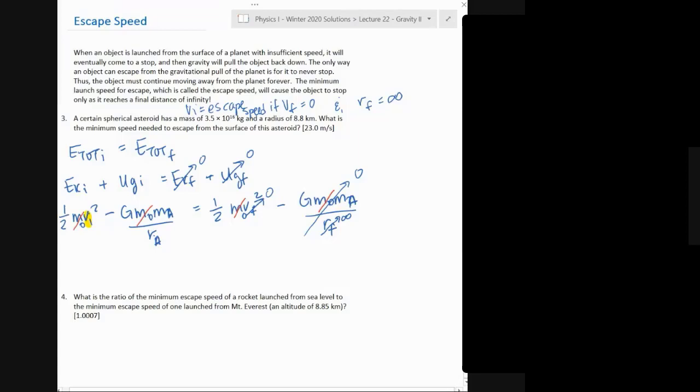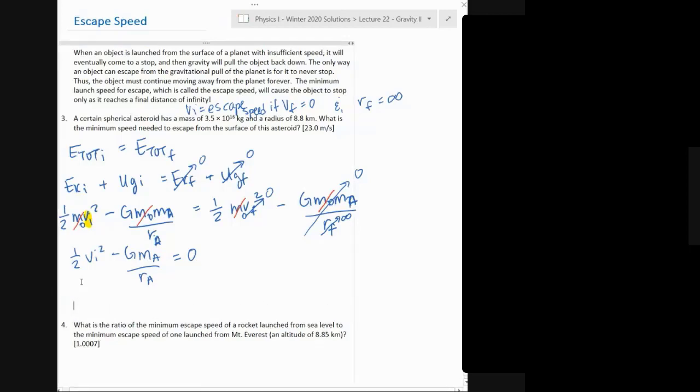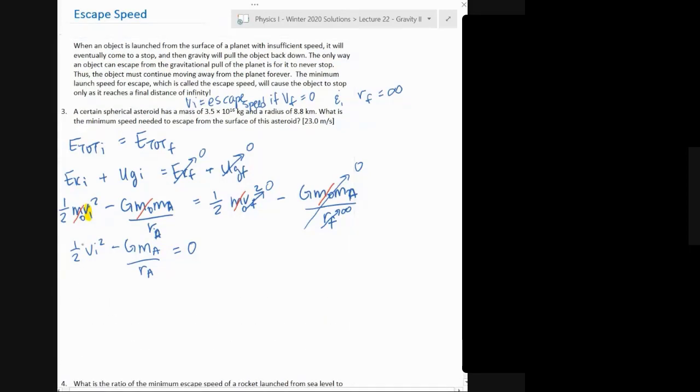So the formula for escape speed is basically, well, not quite. You have 1/2 V initial squared minus G m of the asteroid, or whatever the planet is, over the radius of the asteroid, or whatever the planet is. And on the right side, you just have 0 because everything cancels out. Then you're solving for V initial.